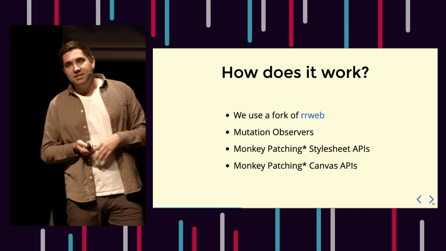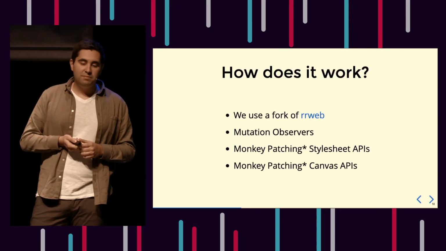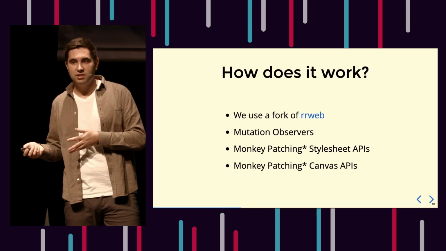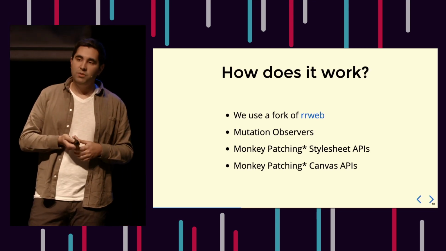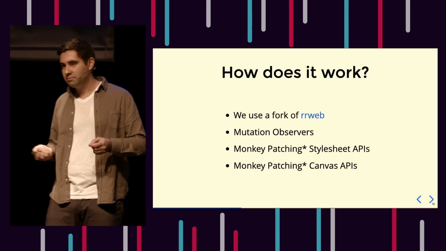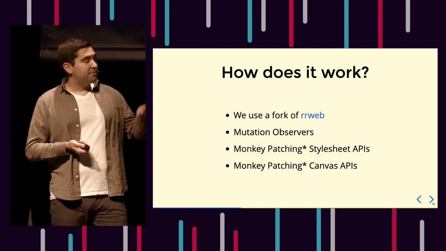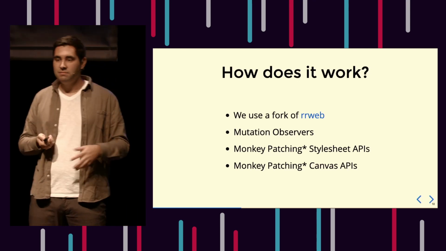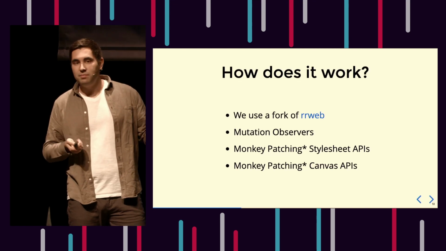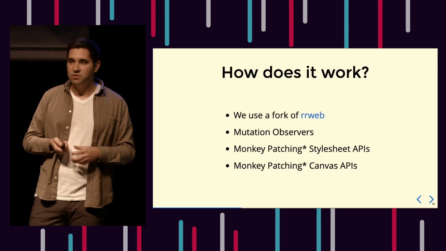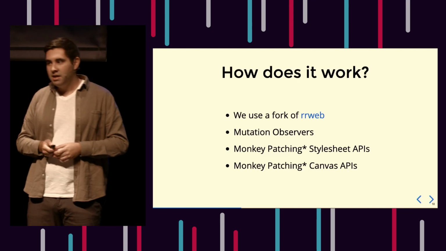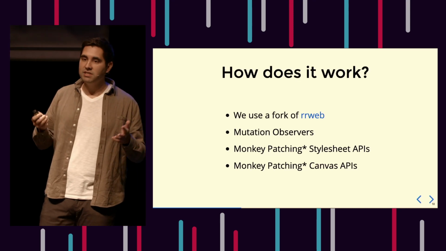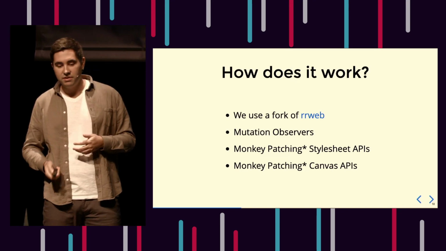The sad reality is that not everything that happens is captured by a mutation observer, so we need some other techniques to actually capture everything that's going on. And we do this by monkey patching, which I will explain afterwards. But this especially covers style sheet APIs, so if you're using something like CSS in JS, this interacts with some style sheet APIs that are not covered by a mutation observer. So we need to capture this in a different way. And also, for example, canvas APIs. So if you want to see what's happening in a canvas, we also can do this with a mutation observer.